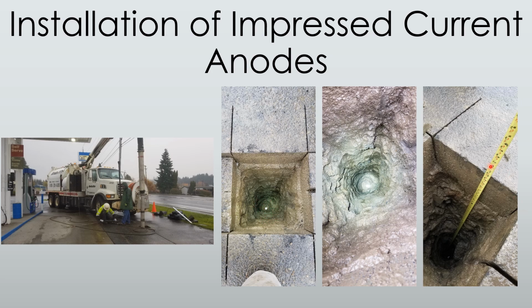So we got all the way down to 10 feet. The tank bottoms, I believe, were at 9 feet. So we were overachievers, went down a little bit deeper, and we got all the way down. So made great anode columns.